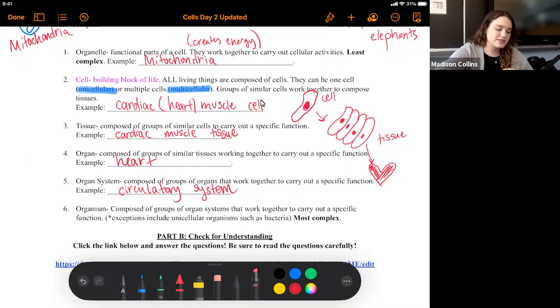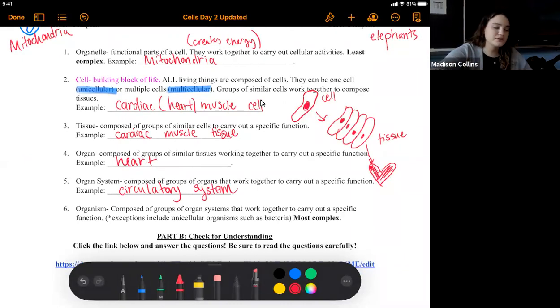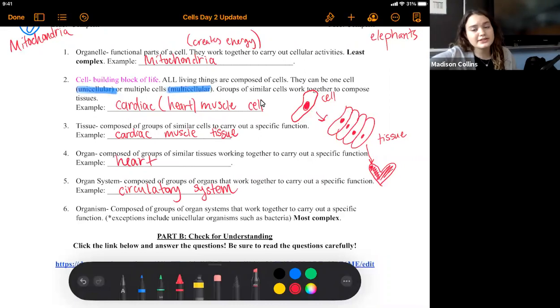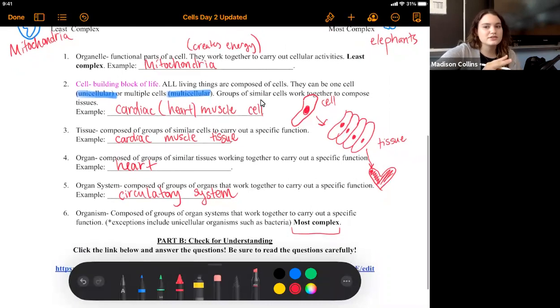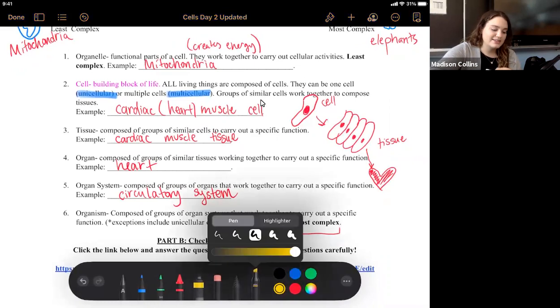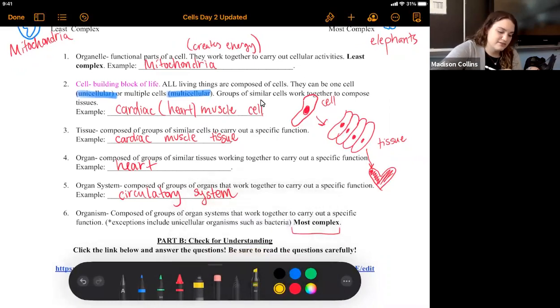So an organism is composed of groups of organ systems that work together to carry out a specific function. Now, there are a few exceptions to this, including unicellular organisms like bacteria, but the organism is our most complex level of organization. Now, as I was going through this, I kept saying two words over and over, and I hope you caught on to that, and that is specific function. So the one catch to these levels of organization is that they are organized according to function. Okay.